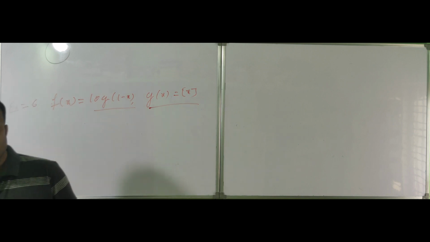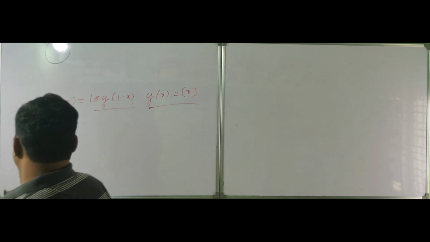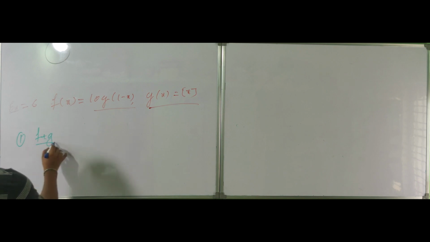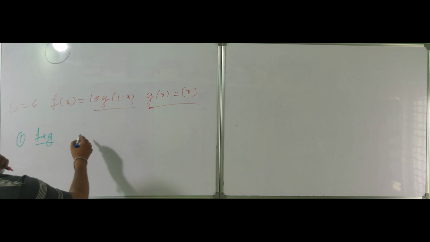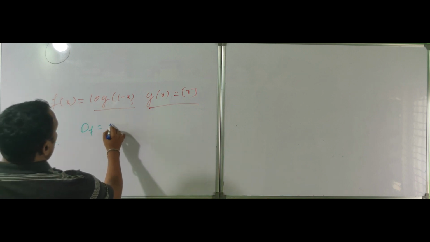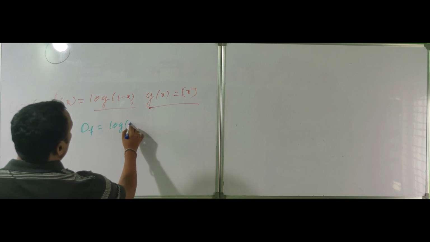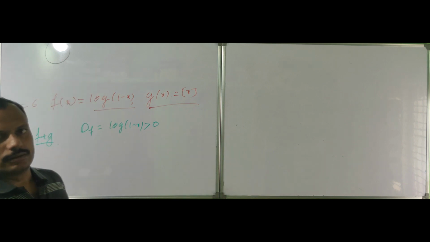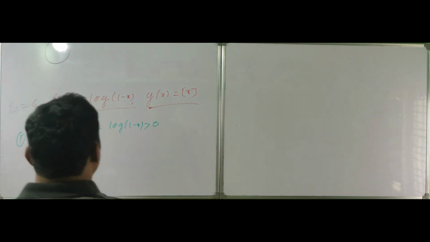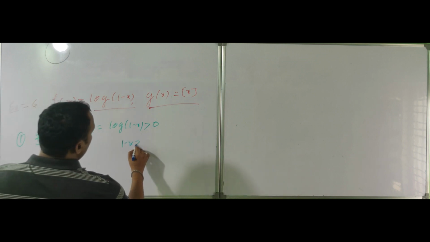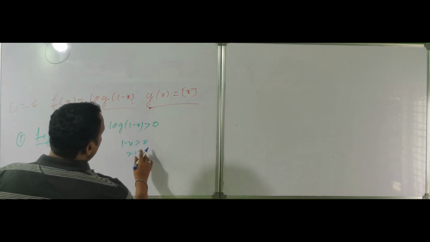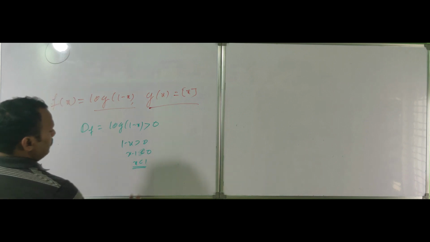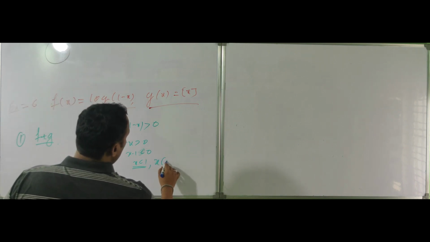Okay, let's see. The first one is f plus g. Before going further, just take the domain of f. This is the log, so 1 minus x should be greater than 0. The domain of the log implies that 1 minus x is greater than 0, which means x is less than 1.